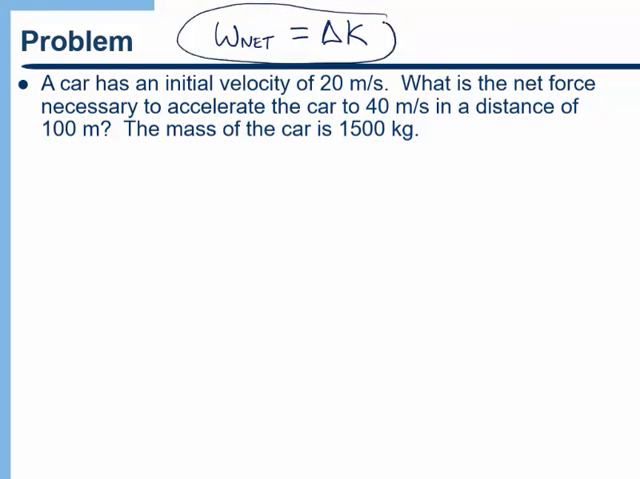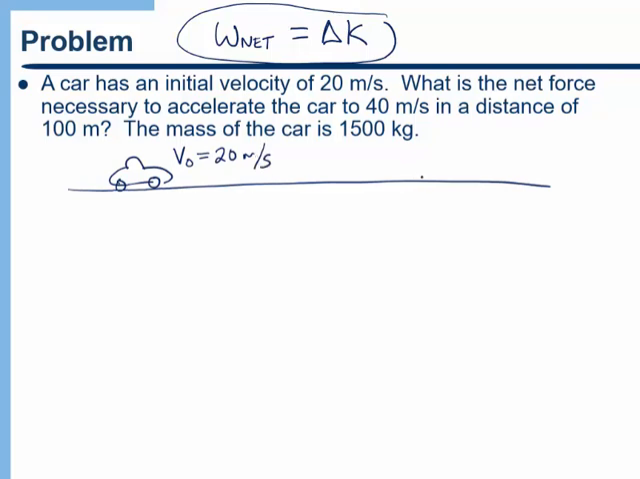So let's go ahead and first draw a picture of what's going on. We've got our car. It's moving with an initial velocity of 20 meters per second. Its final velocity is 40 meters per second. And it's covering a total displacement of 100 meters.